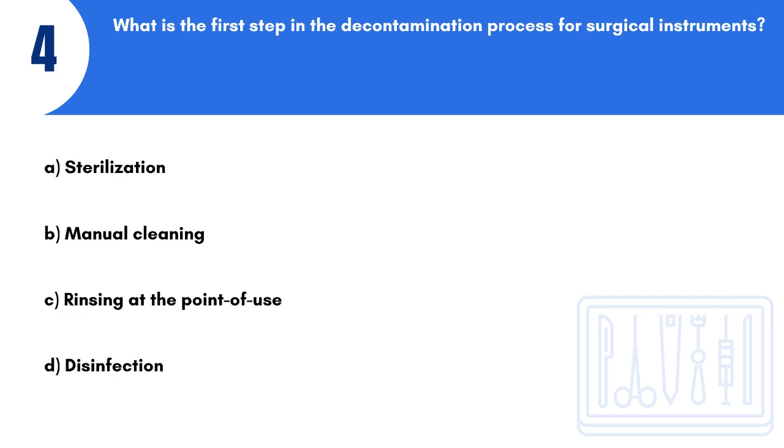Question 4. What is the first step in the decontamination process for surgical instruments? A. Sterilization. B. Manual cleaning. C. Rinsing at the point of use. D. Disinfection.